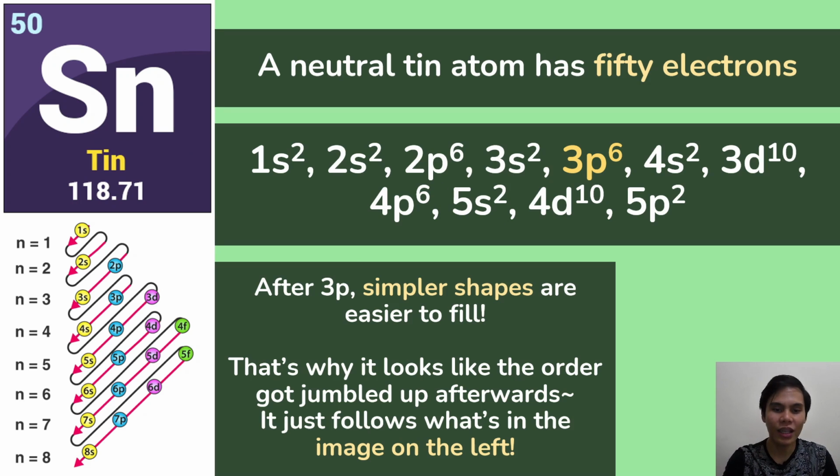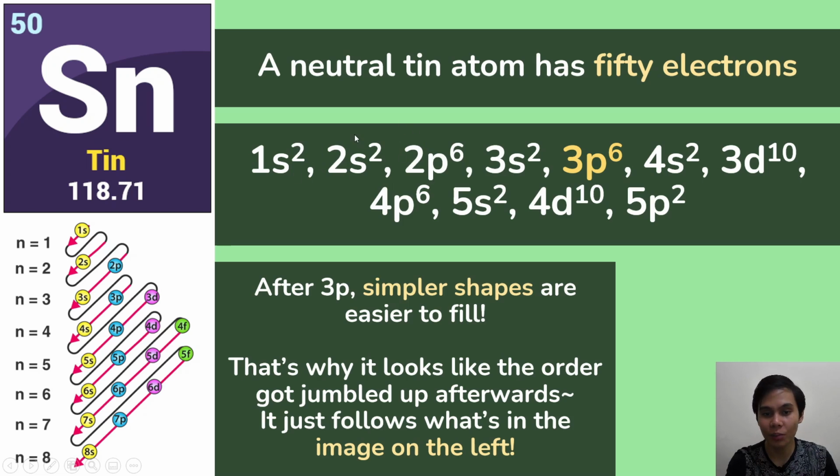So this is tin. Tin has 50 electrons. So if there's 50 electrons, we'll have to have a much longer electron configuration. Again, we're still following the Aufbau principle in this diagram here. So again, we start with 1s, then 2s, then 2p. We keep going. So 1s2, 2s2, 2p6.